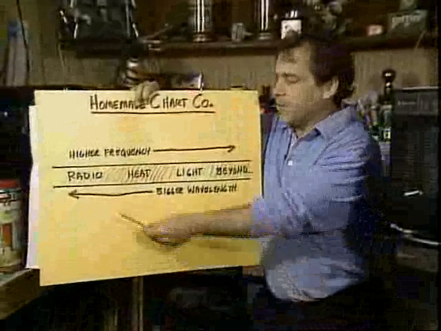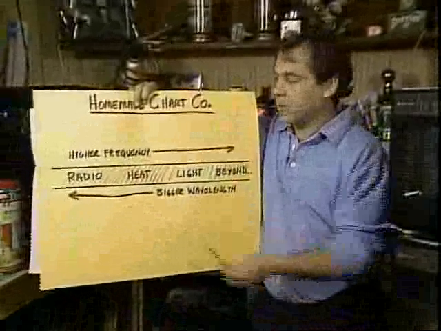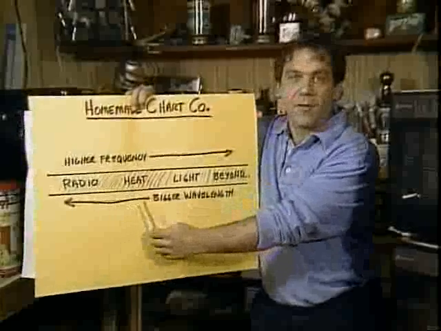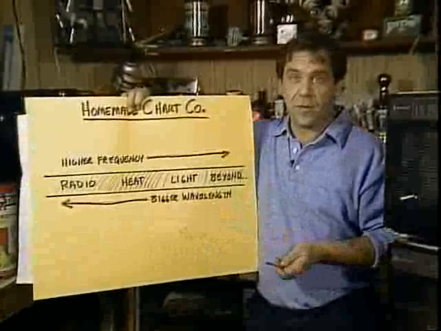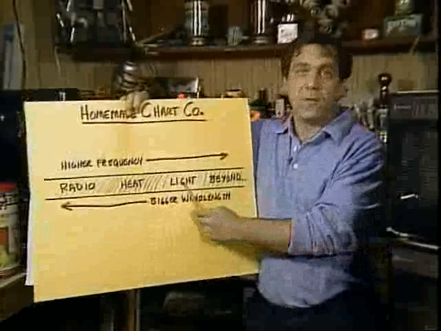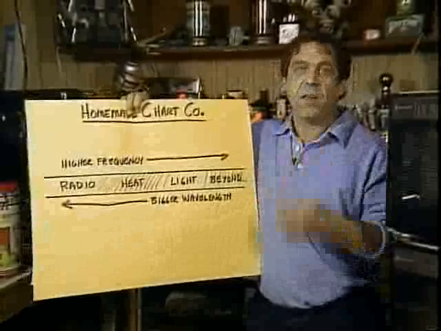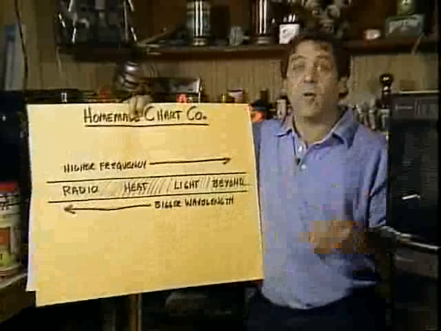At the bottom end of the spectrum are radio waves. As you move up the spectrum, that's higher frequency, there's heat. It's also a form of electromagnetic radiation. Move up in frequency some more, visible light. Beyond, ultraviolet, X-rays, and I don't know what.